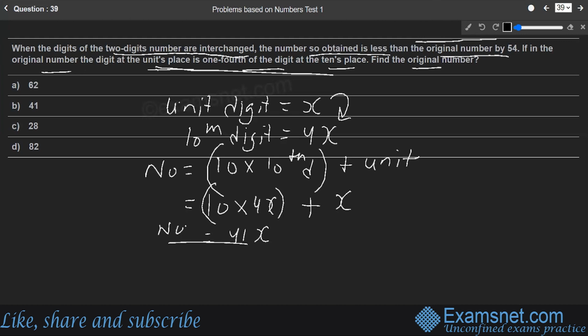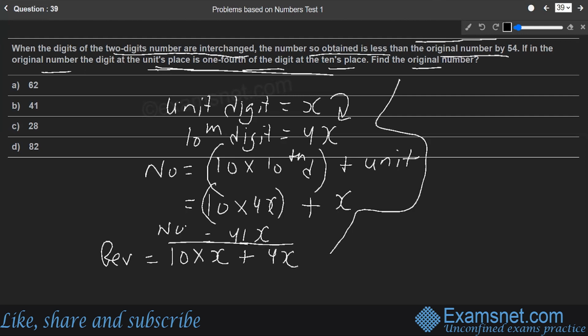Now he says the number so obtained is less than the original number when the digits of the two digit number are interchanged. So we are supposed to find out the interchanged number, that is the reverse number also. In the reverse number, the 10 digit becomes the unit digit and the unit digit becomes the 10 digit. So the connection is completely reversed. Now 10 times the 10 digit will be 10 times x, plus the unit digit now will be 4x. So this will be the new number.